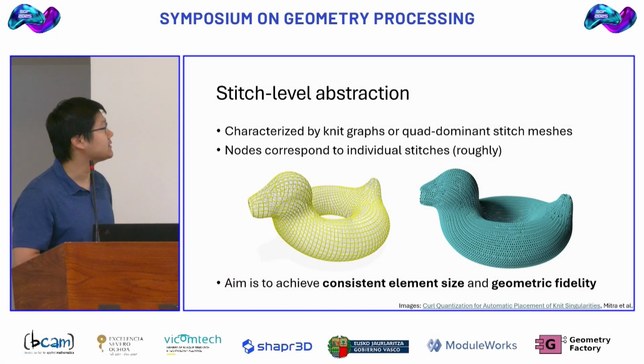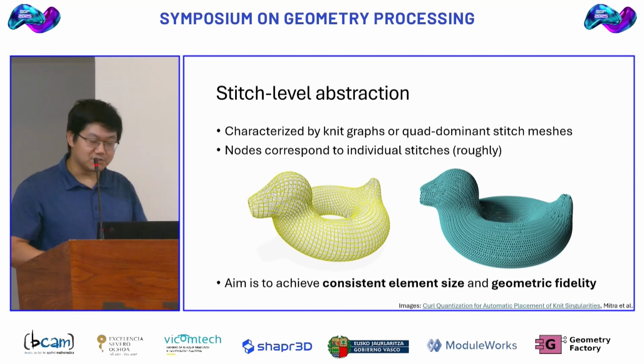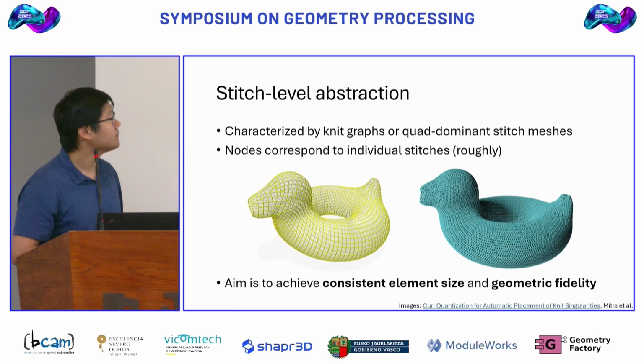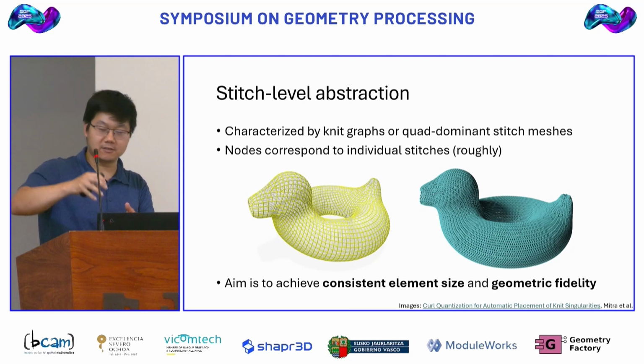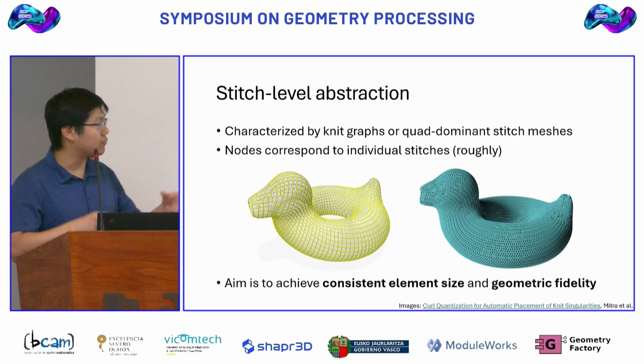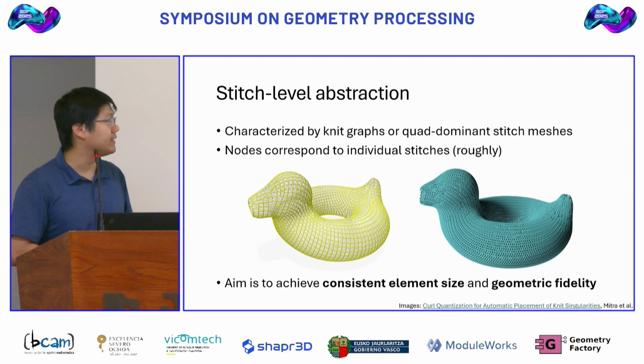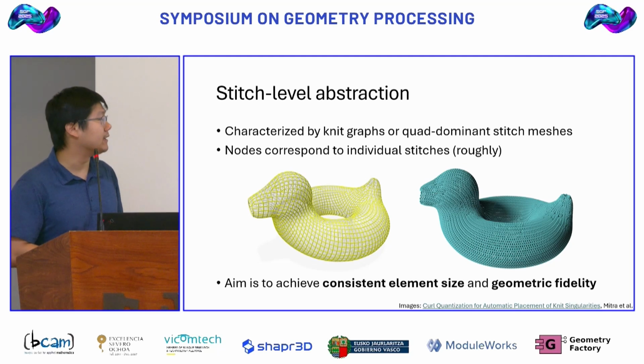quad dominant stitch meshes. So essentially, there's various definitions floating out there. They all differ slightly, but the basic idea is that vertices of your knit graph or faces of your stitch mesh correspond to like individual stitches. And the main aim, when you're looking at it at this level of abstraction, is to achieve like consistent element size. And this is because at the end of the day, as we saw with that sort of like shaped heel on the sock, you kind of want like consistent tension in some sort of rest shape throughout the object to get geometric fidelity.